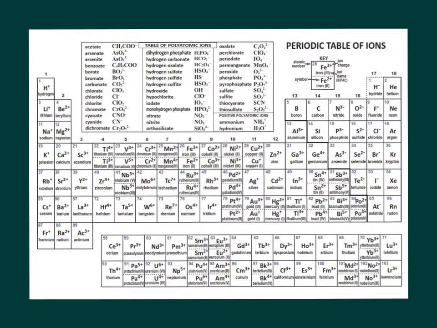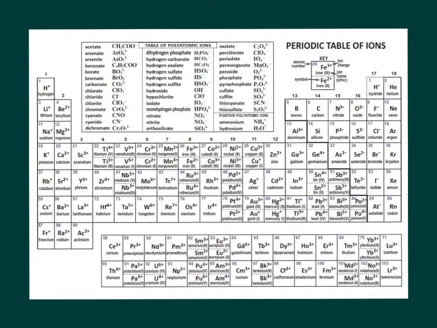All of you should have this ion sheet from class. If you don't have it, you can easily find it on the internet if you just search periodic table of ions. So how do you know what charge the ions have? If you have this nifty little chart, all you have to do is look at it, and it's going to tell you what the charge is for each element.